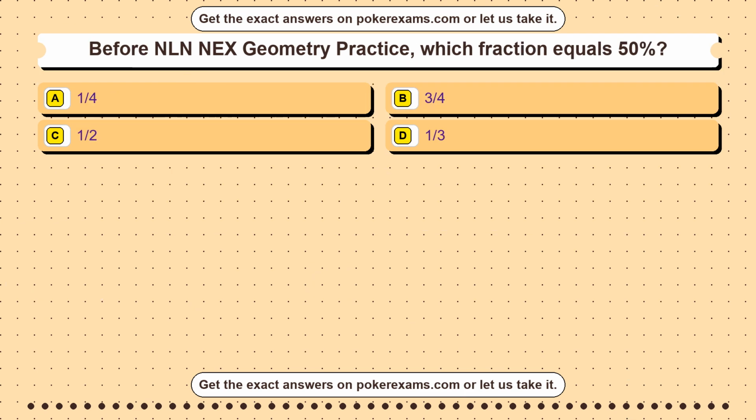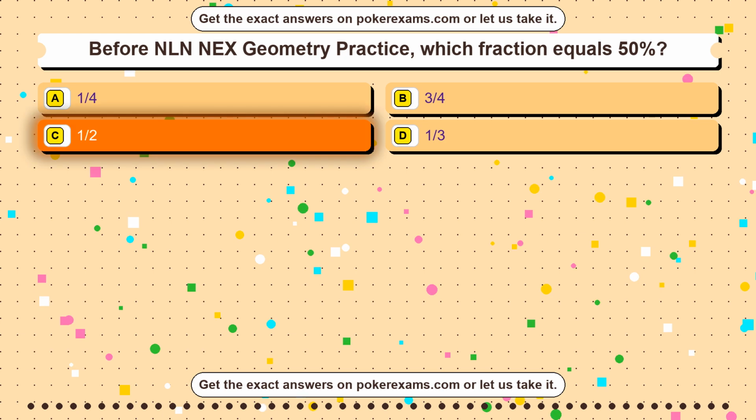Question 35. Before Get Geography Practice, which branch of government makes laws in the United States? Option A, judicial. Option B, military. Option C, legislative. Option D, executive. The correct answer is option C.